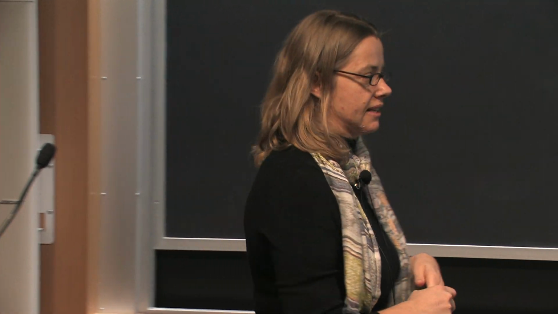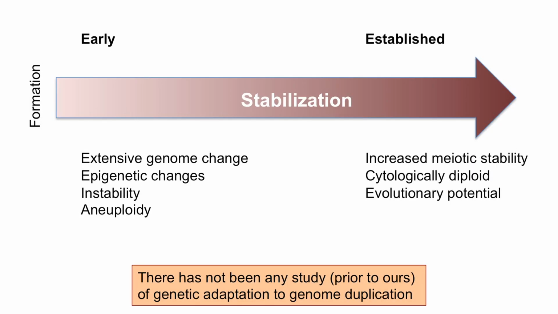And as they become established, what we see is increased meiotic stability, so they start to figure out how to sort those extra chromosomes properly. They become cytologically diploid. I'll tell you in a moment more about what that means. And they have extensive evolutionary potential. It turns out they have a huge ability to colonize new habitats and to radiate into new forms.